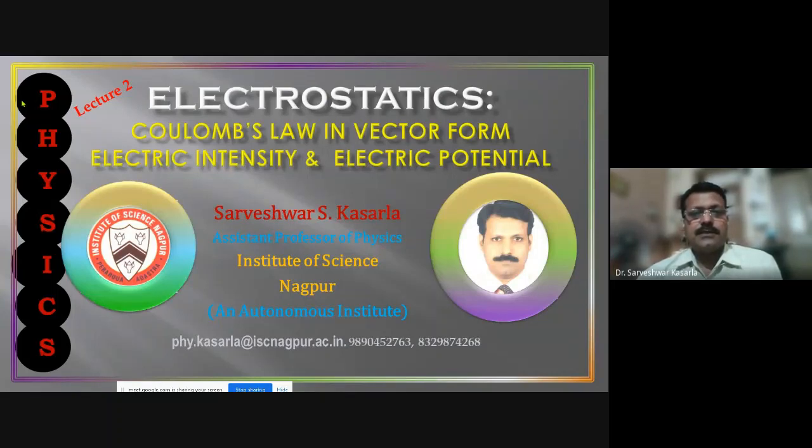Second lecture of electrostatics, in which we'll study the Coulomb's law in vector form, electric intensity and electric potential. We have seen the Coulomb's law in vector form in details in lecture 1. Today we'll continue with the Coulomb's law in vector form and will define electric intensity and electric potential. So let us start our presentation.